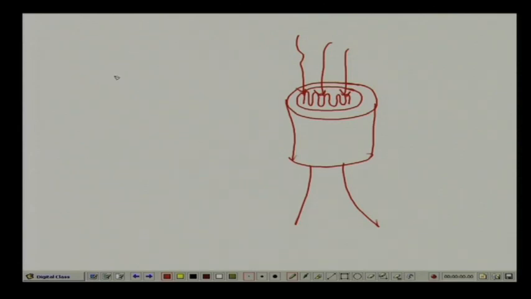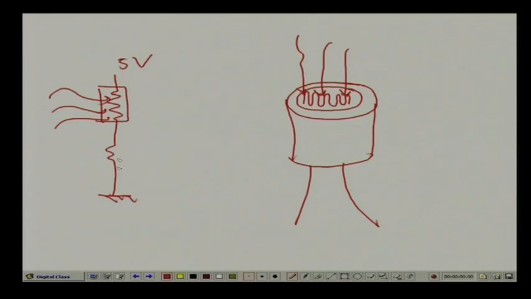You can make several circuits with this. Suppose I have a circuit like this one, I am giving a voltage of 5 volt and this is my photoresistor, and light is falling on this. So, what will happen? The current will change. I can do it in another way.